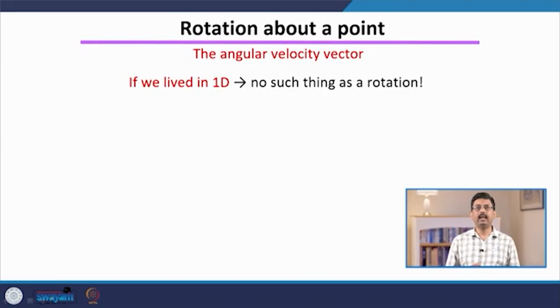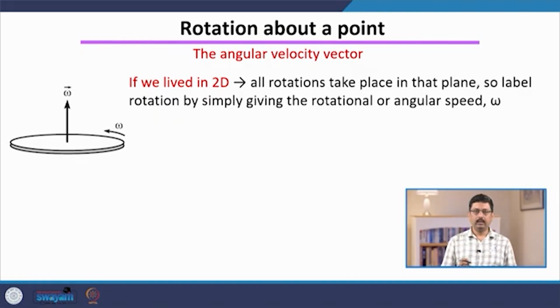So, we start with the angular velocity. First let us say that we are considering a simple situation of rotation about a fixed point, a pivot point. Now, if our system is a point in one dimension, then in 1D there is only translation, no rotation. If we lived in a one dimensional world, there would be nothing called rotation, only translation. Now, imagine what happens in 2 dimensions, like this disc.